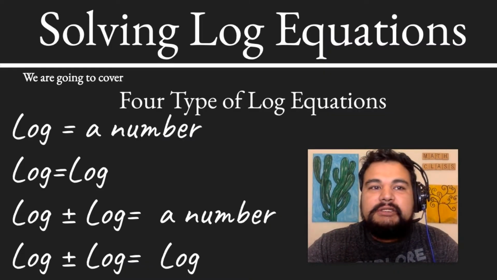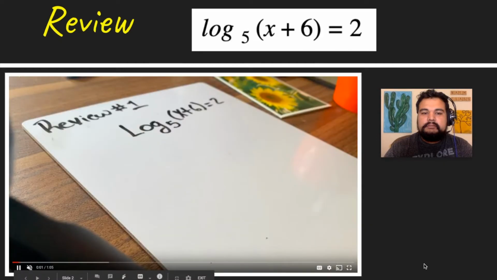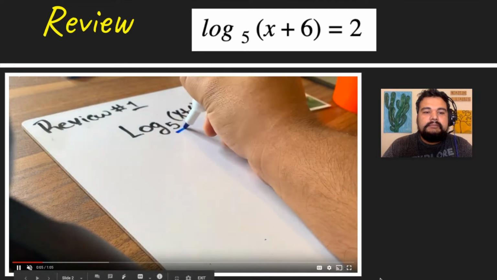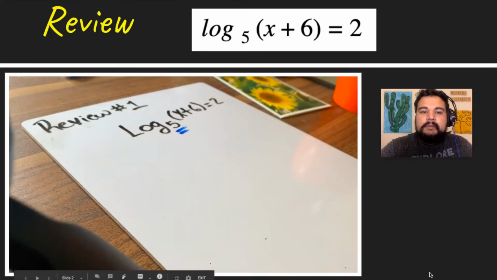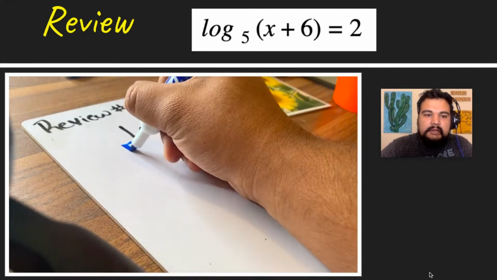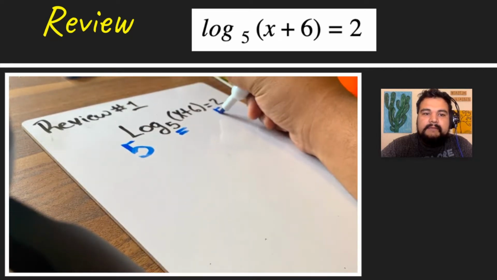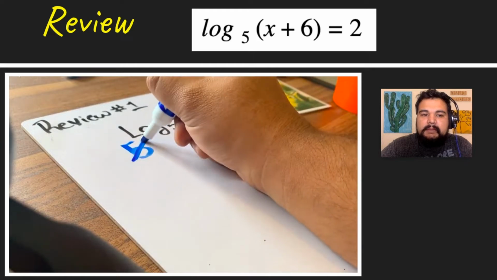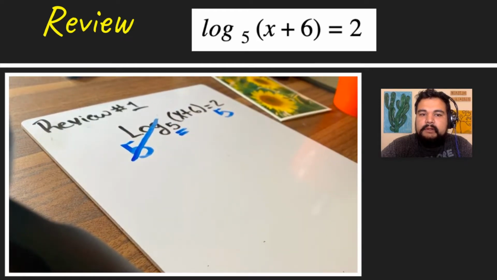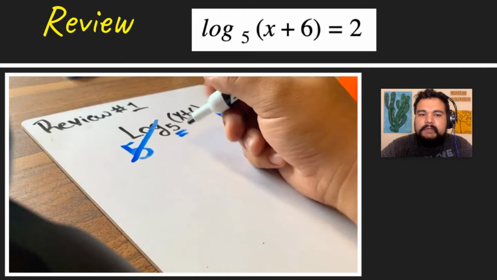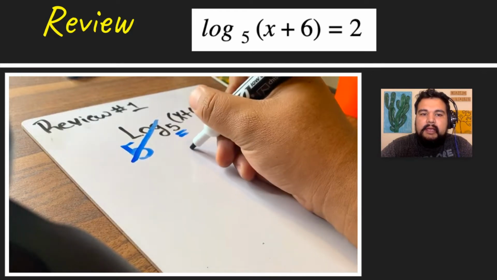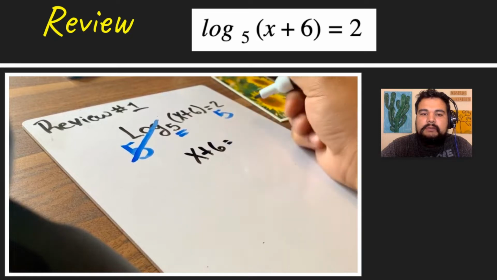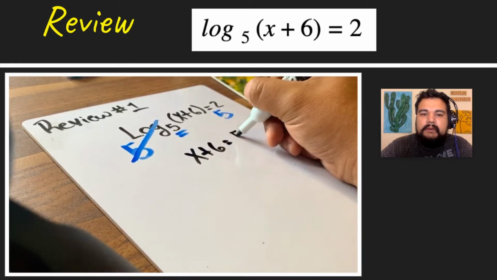For today we're going to solve log equations. First, let's review this example. So your base is 5, and to get rid of the log we use the base of 5 to apply it to both sides. What's going to happen is that the log and the base cancel each other out, and you end up with x plus 6 is equal to 5 to the power of 2.